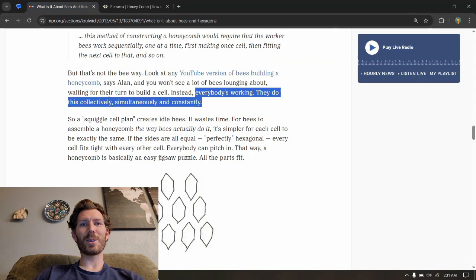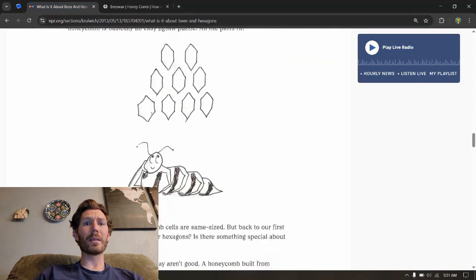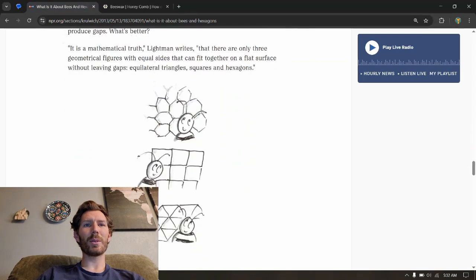Hold on, let me finish this first article. The points you're making are real bad. This is actually funny. I feel like this whole article is just bad.